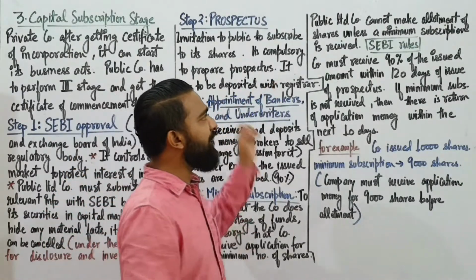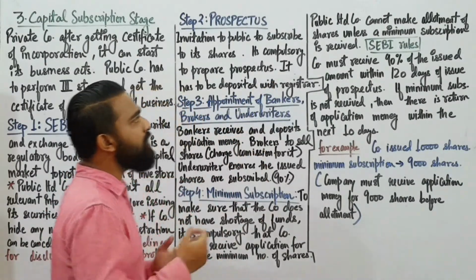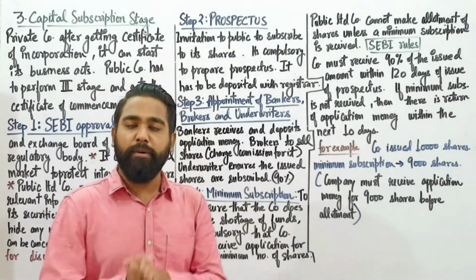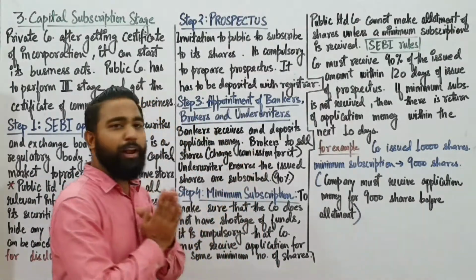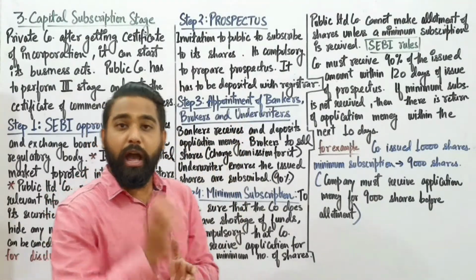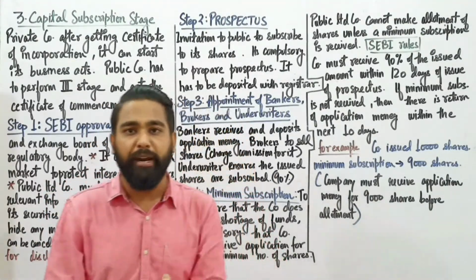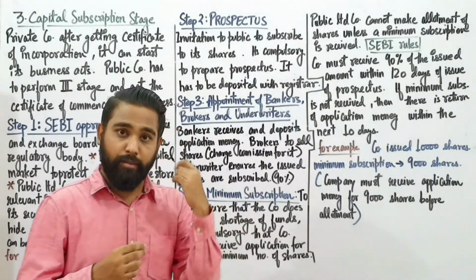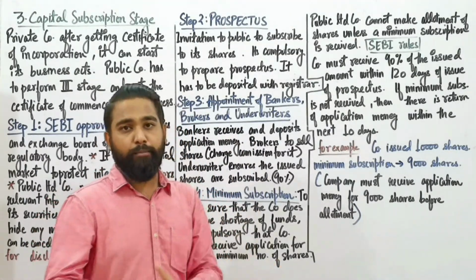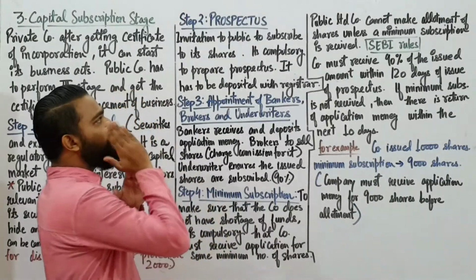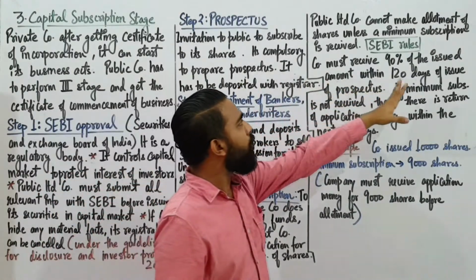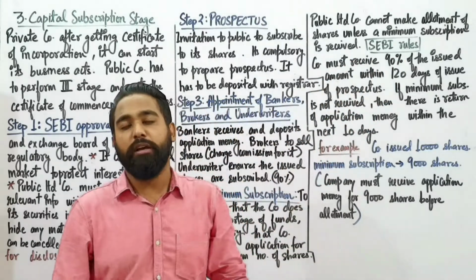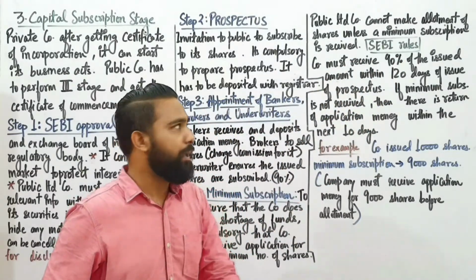A public limited company cannot make allotment of shares unless a minimum subscription is received. There is a rule that a public company cannot make allotment of shares. They cannot give the shares unless and until there is a certain minimum number of subscribed shares, and the money from that must be received. So a public limited company cannot make allotment of shares unless a minimum subscription is received. I hope you are understanding me.